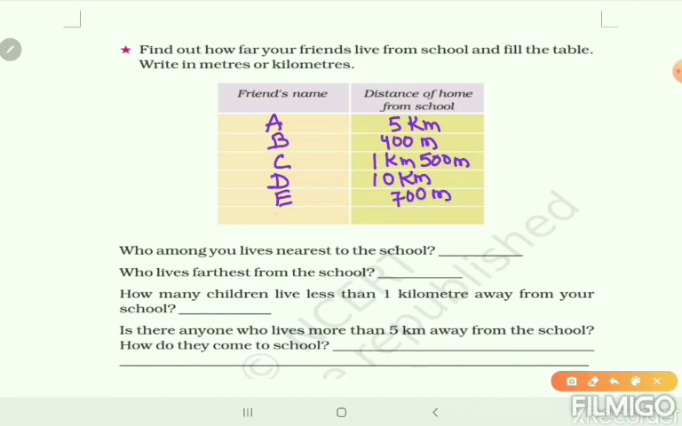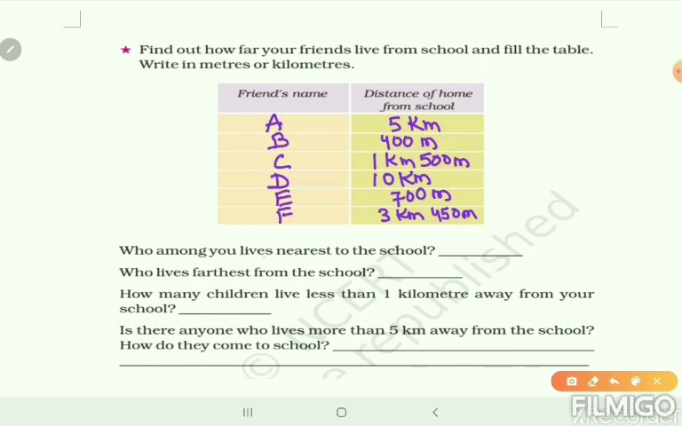You can take any example whatever you want. You can find from your friends, or you can just put accordingly, maybe 3 kilometer 450 meter, something like this. We have completed our table. Now let's see what is given in the question.